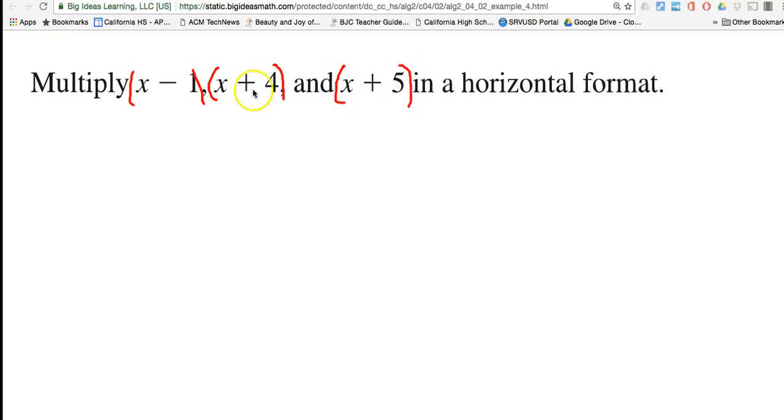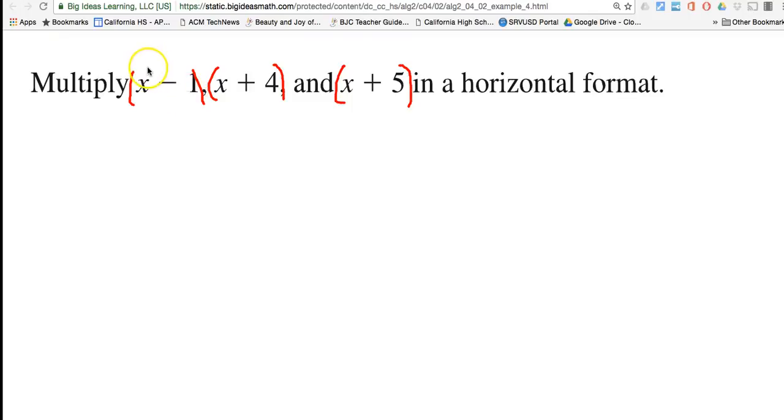Now, when you multiply these together, you have to start by multiplying two together, then multiplying that product by the third polynomial. Because of our properties of multiplication, it doesn't matter which order you do this in. You could multiply x minus 1 times x plus 4, then x plus 5, or you could do the reverse, x plus 5 times x plus 4, then by x minus 1. So it does not matter. Whichever order you feel comfortable with.